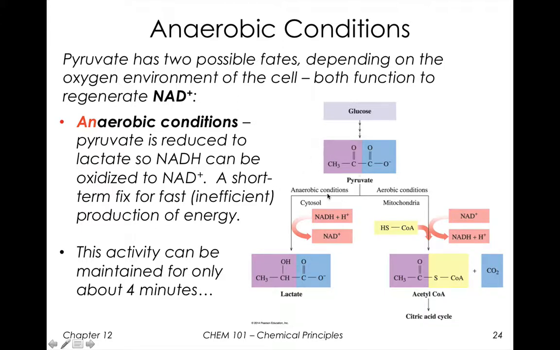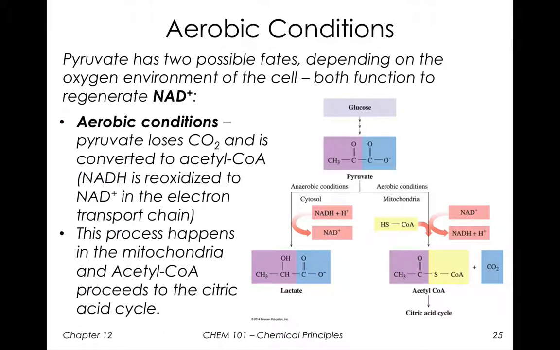This is actually what happens under, for example, sprinting or weightlifting or very short-term exercise, where your muscles will operate anaerobically. You can do this for short periods of time, so it's a quick fix for fast production of energy, but it's inefficient and it's not sustainable. You can really only maintain this activity in your body for about 4 minutes.